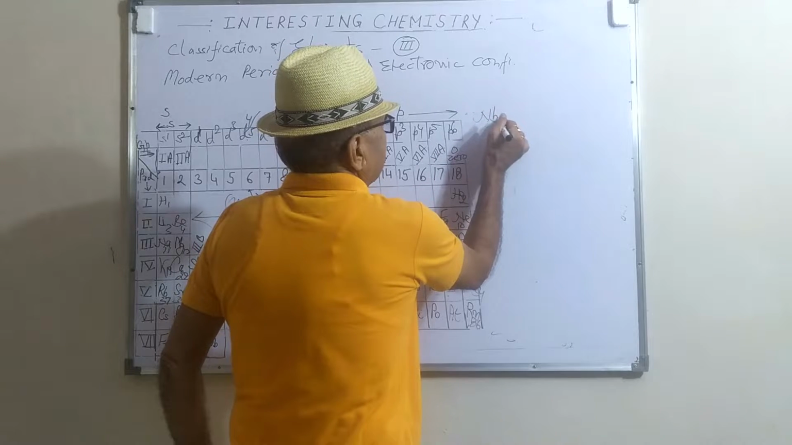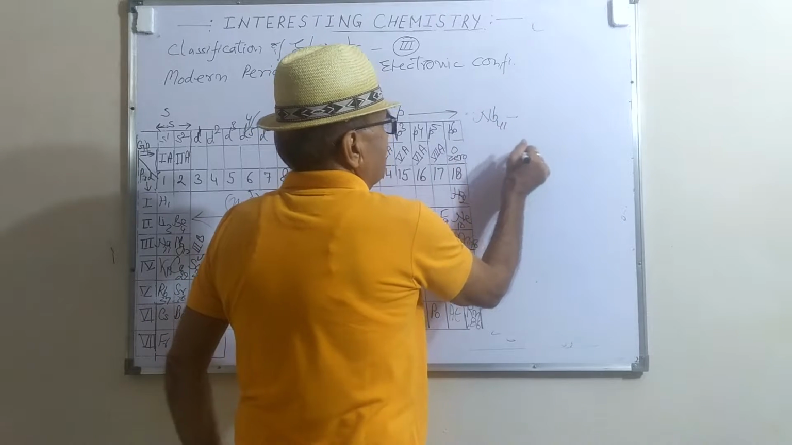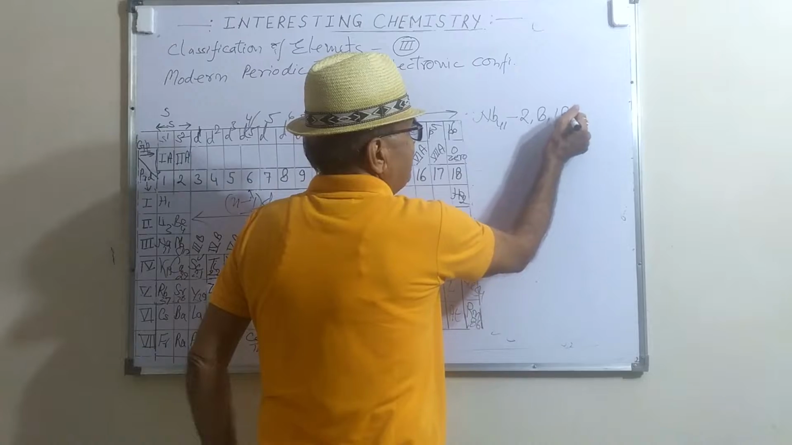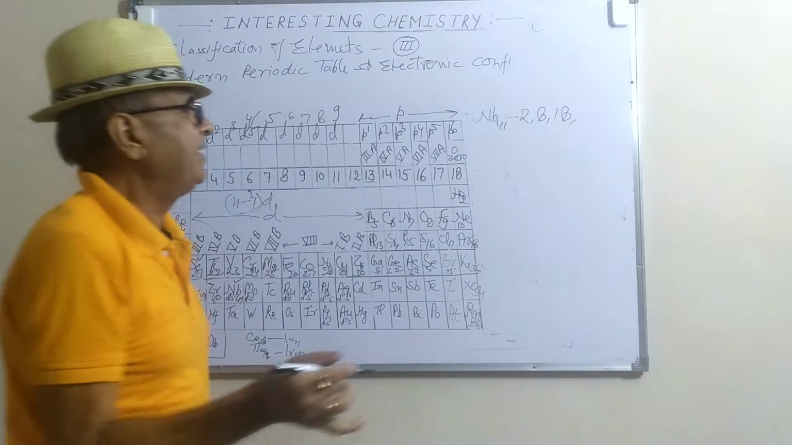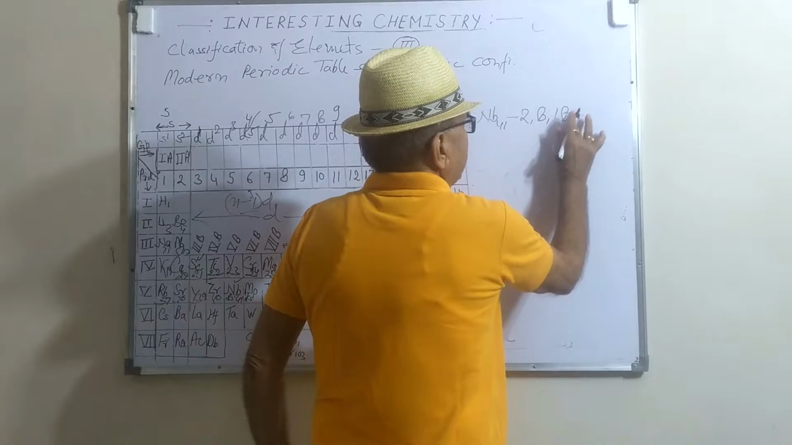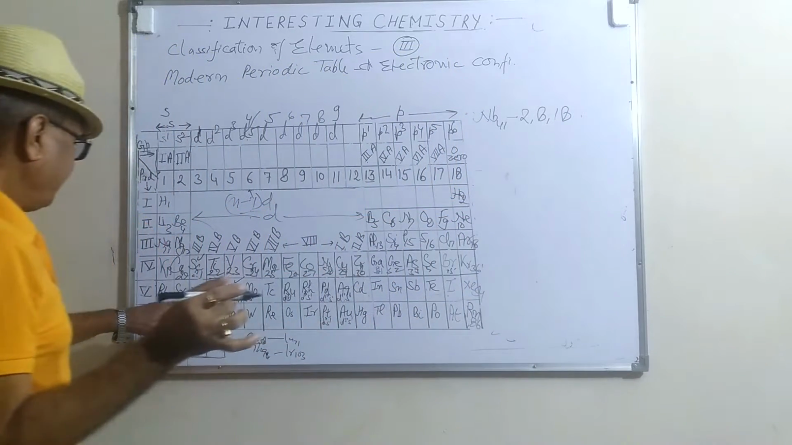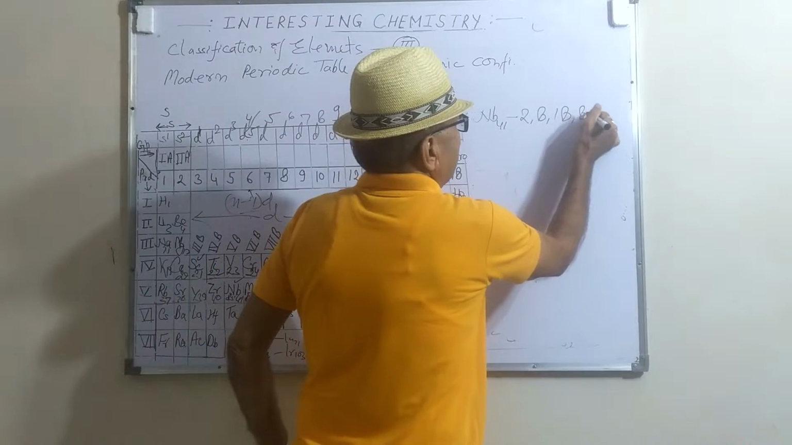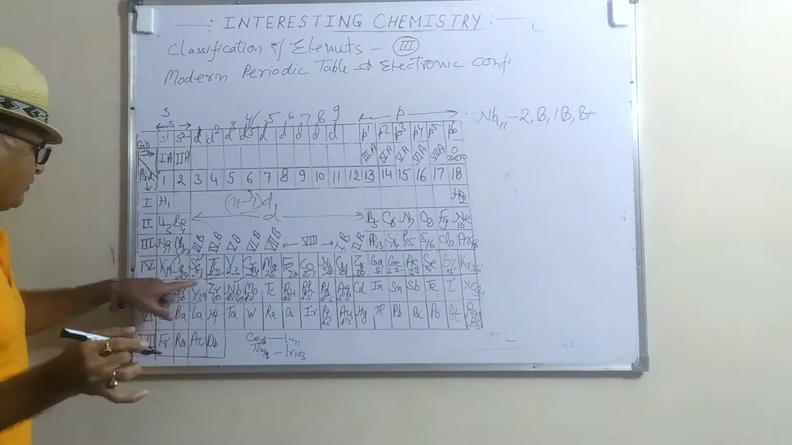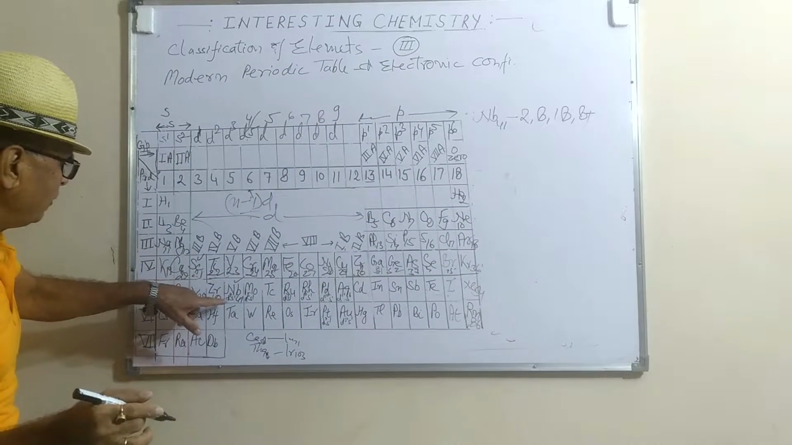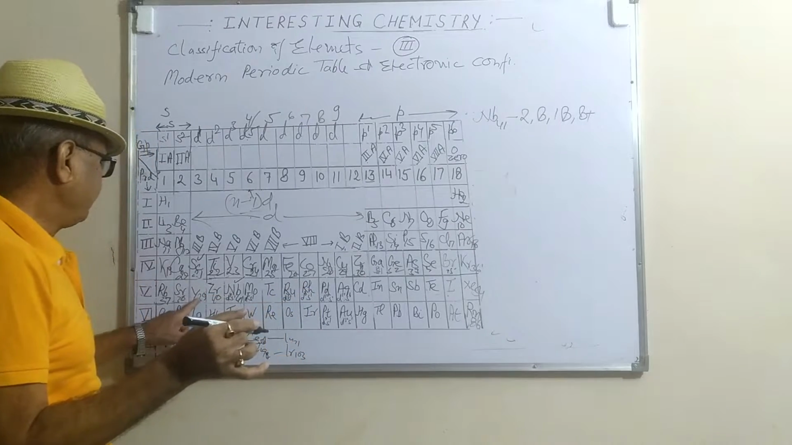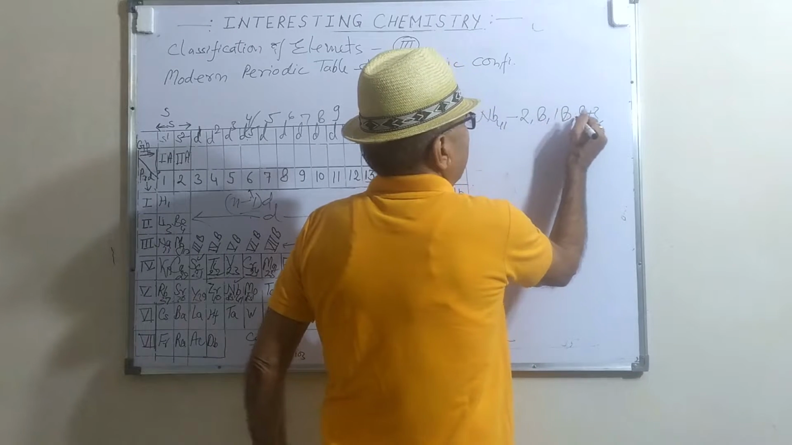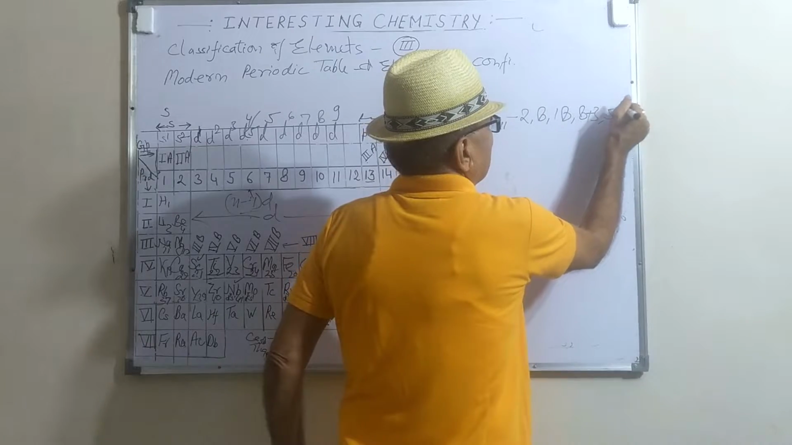Niobium 41. Again I am telling you, 2, 8, 18, 18, so here 40 is 2, 8, 18, 8 plus. For niobium 41, it is 4d3, and 5s2.